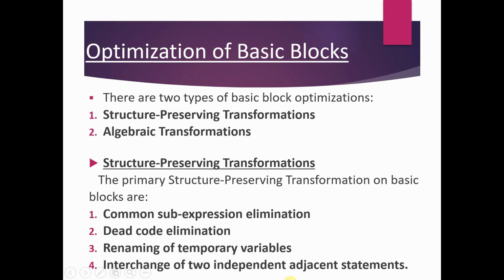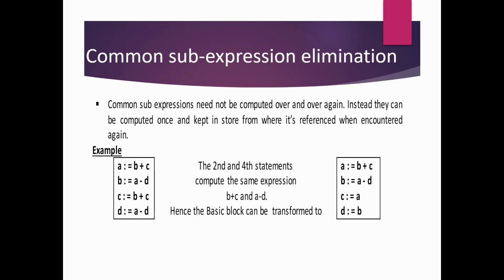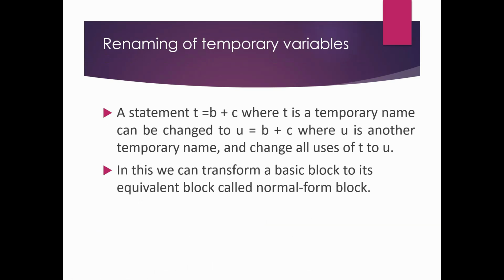Once the basic blocks are identified, these types of optimization techniques are applied, and there are two types of basic block optimization. One is called structure preserving transformations, and the second one is algebraic transformations. Out of this, common sub-expression elimination and dead code elimination we have already seen. Let's see the remaining two, that is renaming of temporary variables and interchanging of statements.